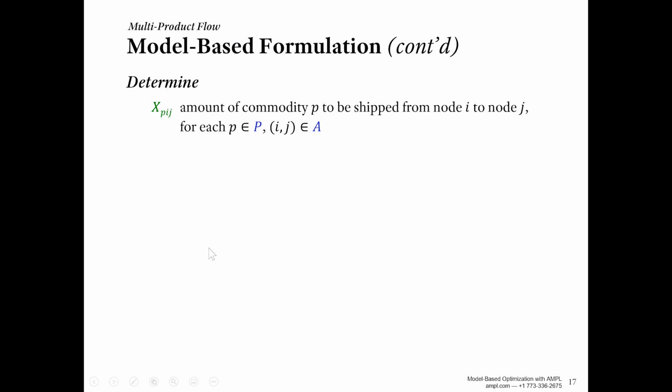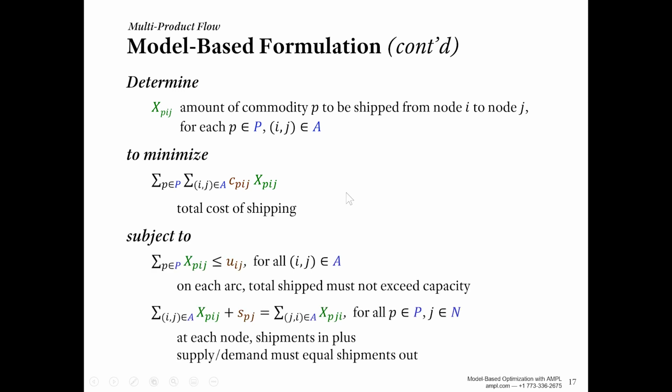And then I can say the variables, what are they? Well, I'll call it xpij, the amount of commodity p to be shipped from node i to node j, for each product and for each arc from i to j. And that's it. And then what do I want to minimize? Well, I take the amounts shipped and I multiply them times the costs, right? And I sum those up over all the possible shipments. That's it. I sum over all the products, I sum over all the arcs, the cost of shipping product p from i to j times the amount of product p that I ship from i to j. So I get this big cost function.